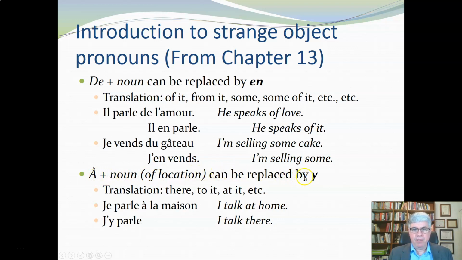Now, we can do the same thing with à plus a noun when the à is indicating some type of location. It can be replaced by the letter y, which is pronounced "ee" when you're reading it. Now, if you just say the letter y, it's "y". The Greek I is the name of the letter, but when you read it, it's pronounced "ee". It gets translated as there, to it, at it, etc., depending on what the context is. Je parle à la maison. I talk at home. Well, that's good. You might be really silent in class, but at home you talk.